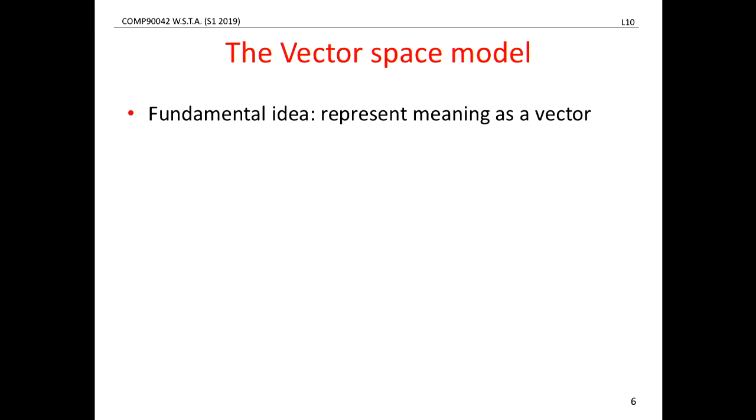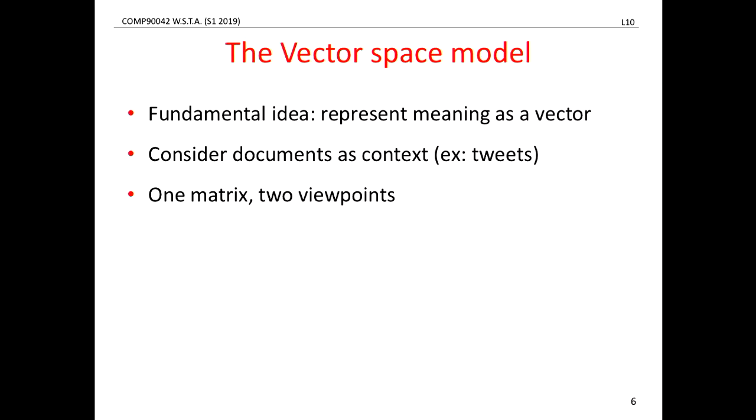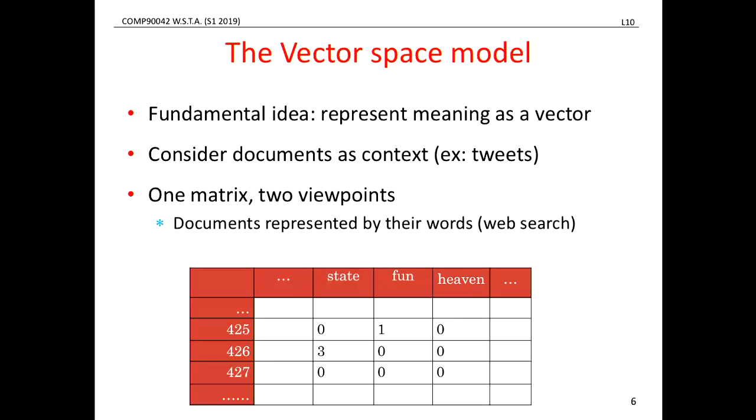So we're going to try and represent meaning as a vector, and we're going to be considering documents as our context in the first case. So it's one matrix. It's the term document matrix. It's exactly what we've seen before from web search. We have words. In this case, each of the columns corresponds to a word, a term, and each row corresponds to a document. So here they're just numbered documents, say document IDs.